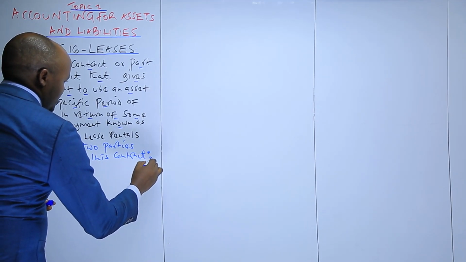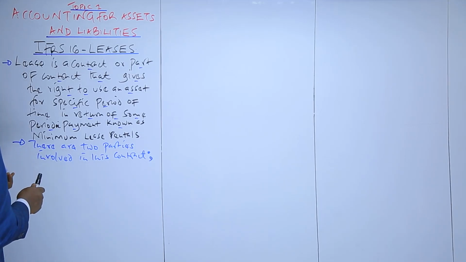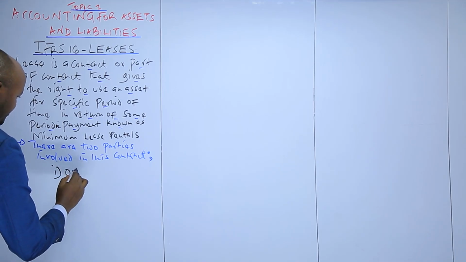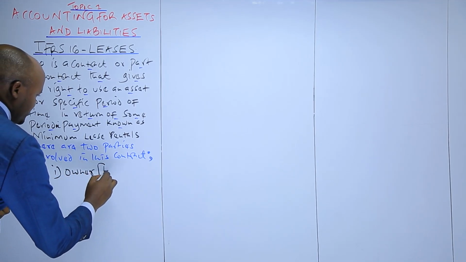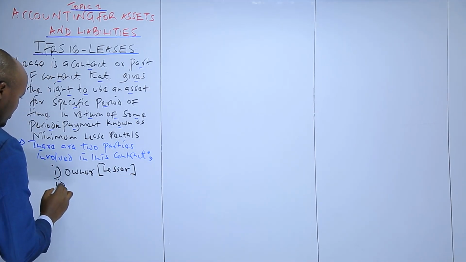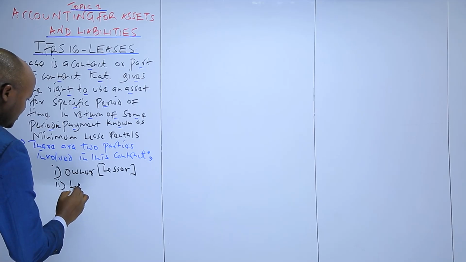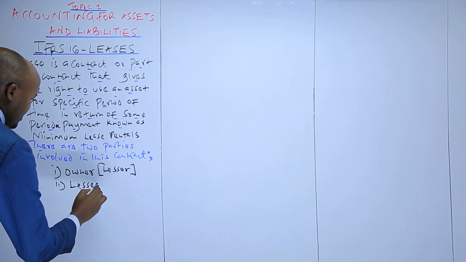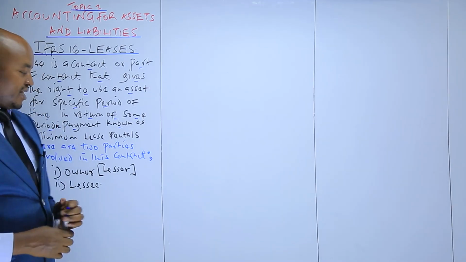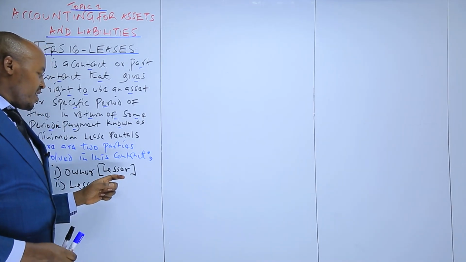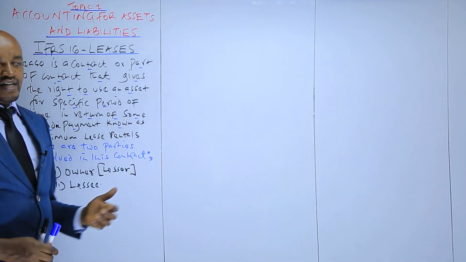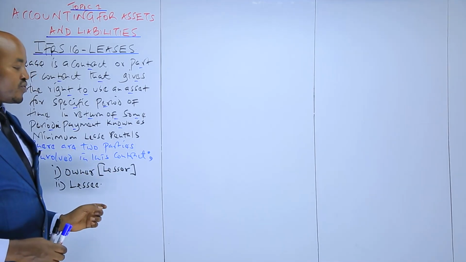And those 2 parties include who? Number 1, we have the person who owns the asset, the owner of the asset. The owner of the asset, we refer to as the lessor. And then number 2, we have the person who has been given the right to use an asset, and that particular person is called the lessee. So the owner of the asset is called the lessor, and this is the person who will have given the right to use an asset to another person who is called the lessee.